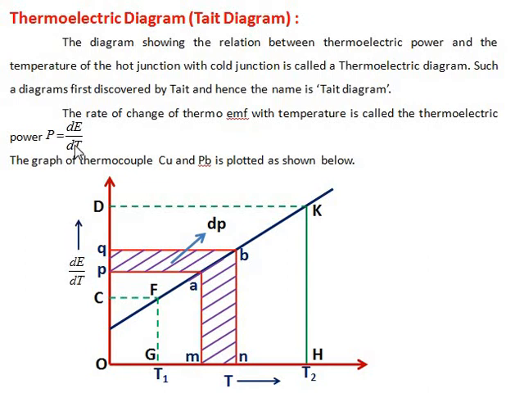Now we have drawn a graph for a thermocouple, CuPb, that is copper lead thermocouple, plotted below. So this is the graph, and now we are going to study what is the use of this graph. By using this graph we can find Seebeck EMF, Peltier EMF and Thomson EMF. All the three we can find. Okay, so let us see one by one.